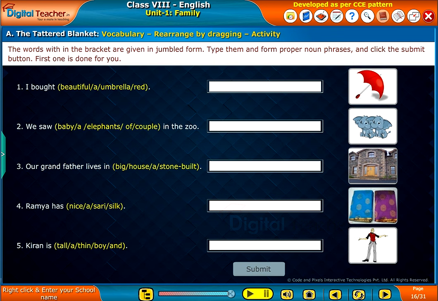The words within the bracket are given in jumbled form. Type them and form proper noun phrases. And click the Submit button. First one is done for you.